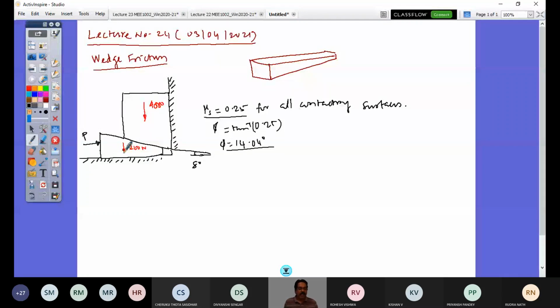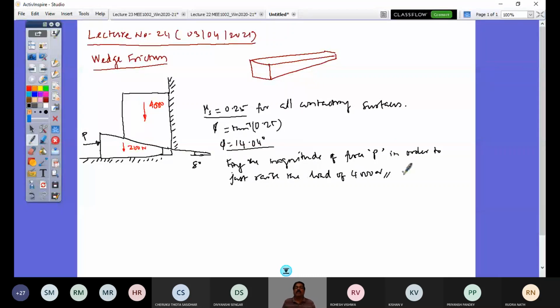So now what would be the question that you expect? What is the horizontal force P that is necessarily to be applied on the wedge in order to just raise the load up? So find the magnitude of force P in order to just raise the load of 4000 Newton. So that's the question, right? This is fine.